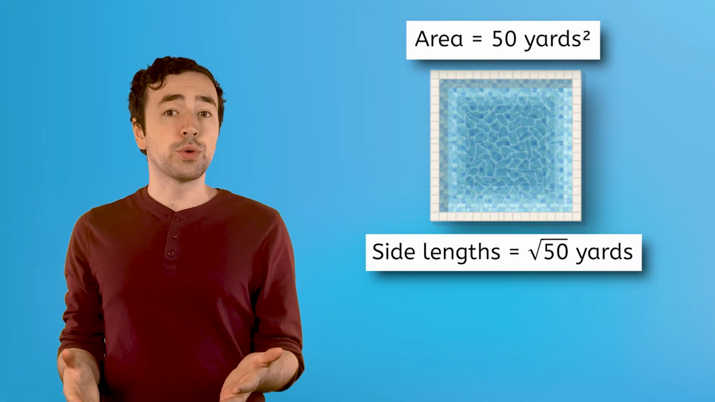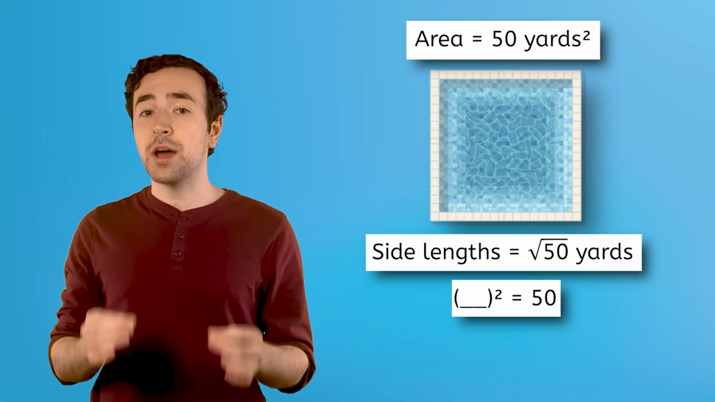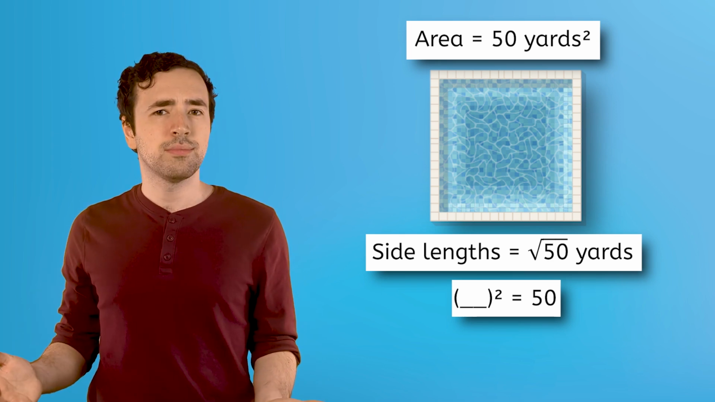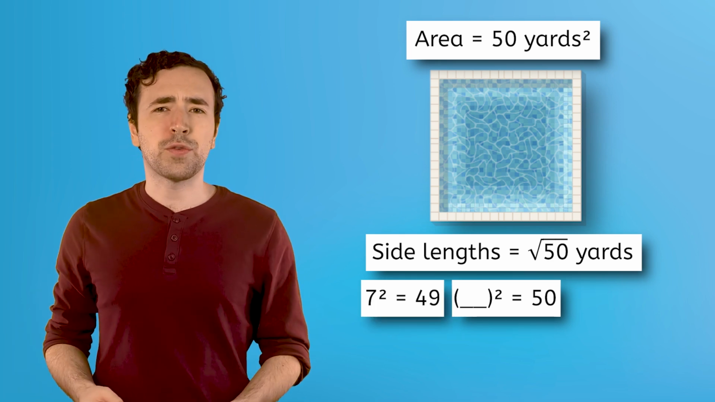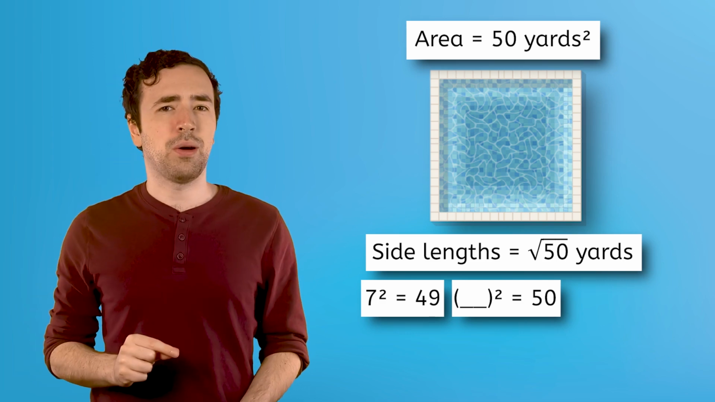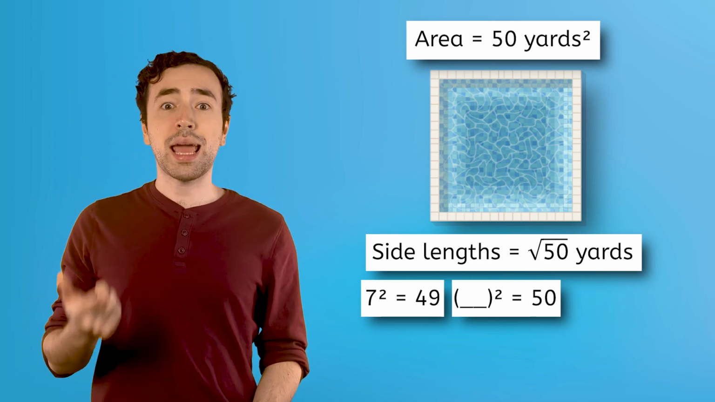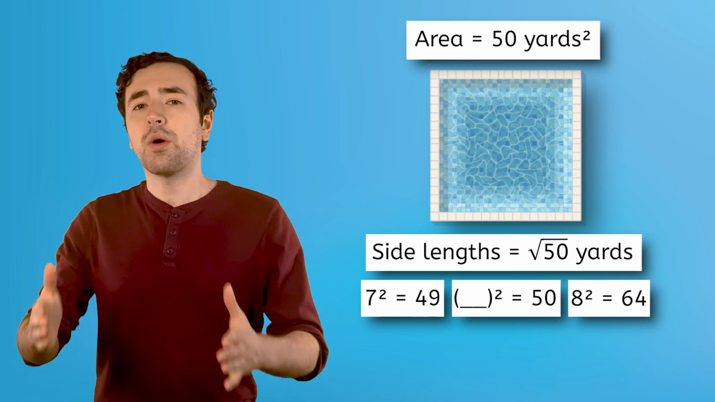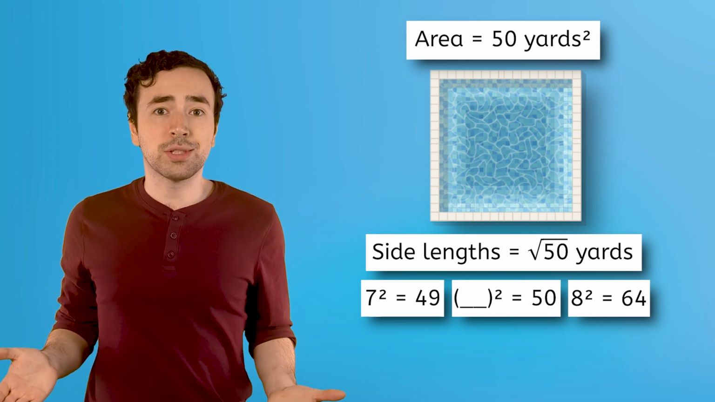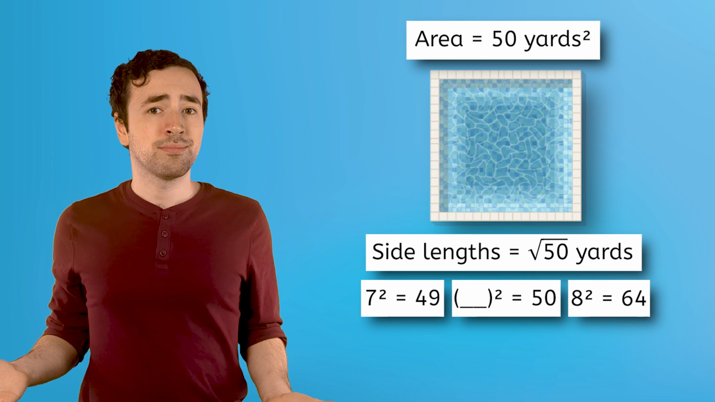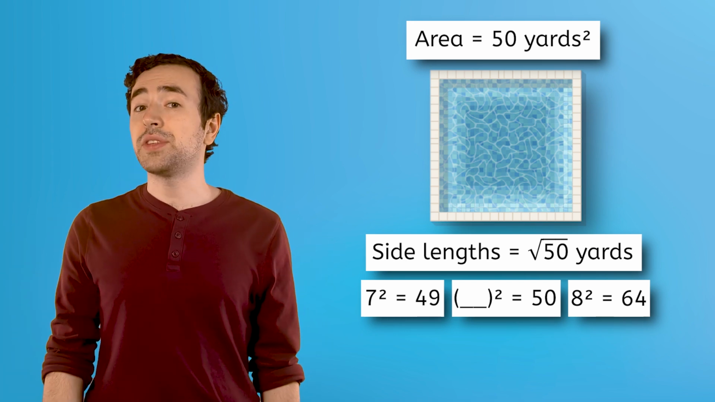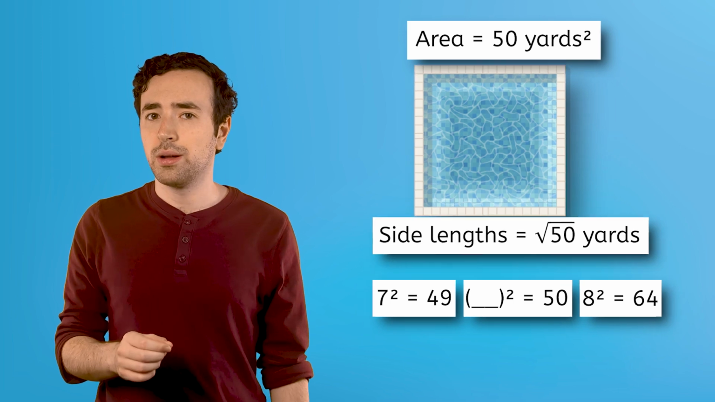To take the square root of 50, we need to find a number that squares to equal 50. Can you think of one? 7 squared is 49, but that's just a little too small. And the next number I can square is 8, but 8 squared is 64, and that's just too big. There aren't any integers between 7 and 8, so what does that mean? Well, since there isn't an integer I can square to equal 50, it means 50 is not a perfect square.